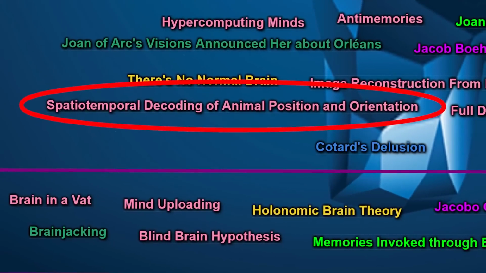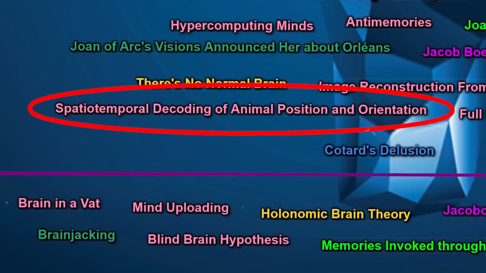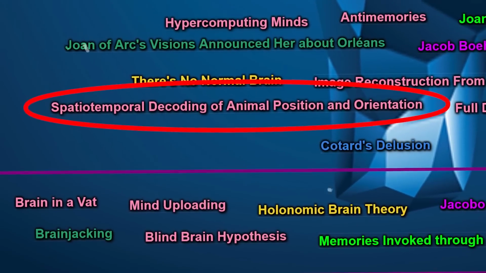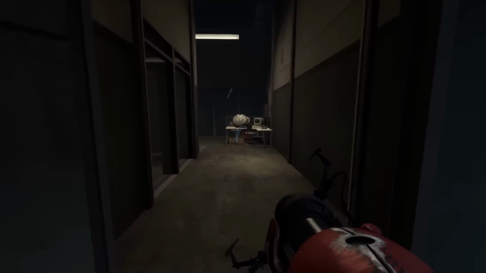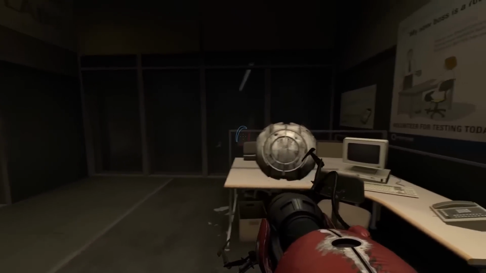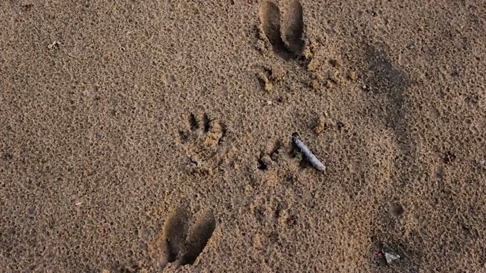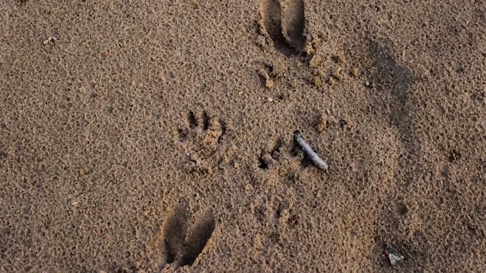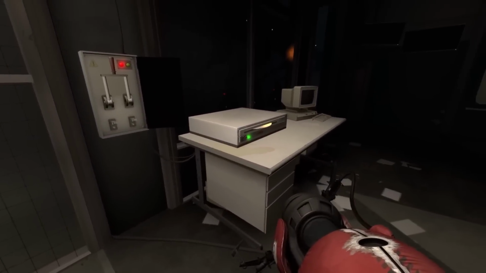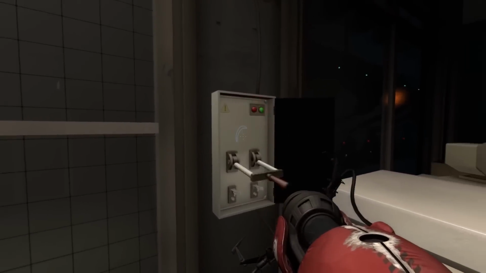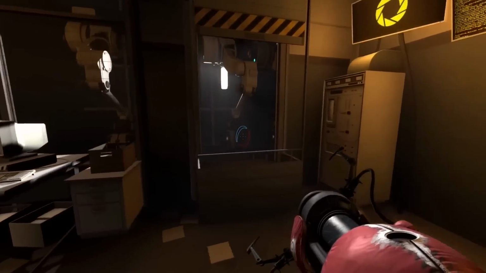Next up, we got the spatiotemporal decoding of animal position and orientation, which is a mouthful, but basically it's about using brain activity to figure out exactly where an animal is and how it's moving in its environment. Imagine being able to track an animal's position, posture, and even direction just by reading its neural signals. Wild, right? So in neuroscience, there's been a ton of work on understanding how the brain maps the world around us.